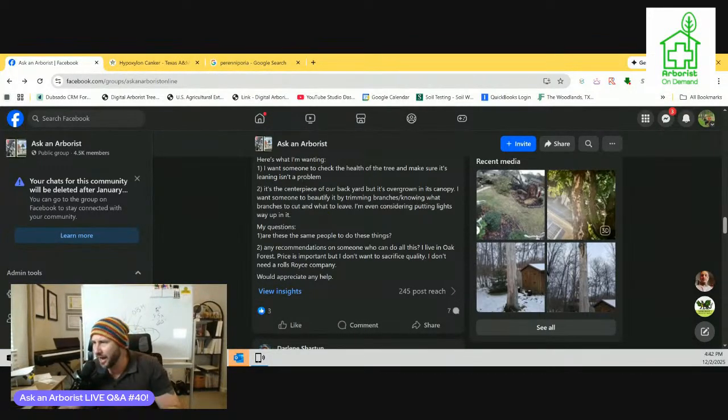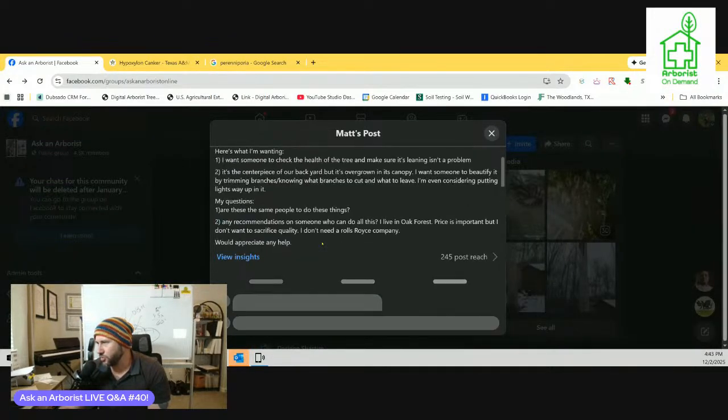Well, before you do that, Matt, you got to make sure that it's structurally sound, because if you go spend $5,000 or whatever on tree lighting and then the tree falls over, it's not going to work out for you. My question, are these the same people that do these things? Any recommendations on someone who could do this all? I live in Oak Forest. I don't know what that is. Price is important, but I don't want to sacrifice quality. I don't need a Rolls Royce company.